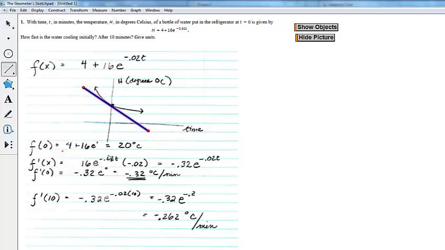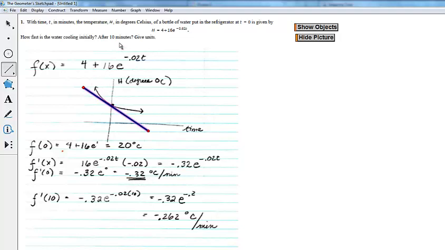Well, that's 16 e to the negative 0.02 t times the derivative of the exponent, which is negative 0.02. So this simply becomes negative 0.32 e to the negative 0.02 t, because e to anything is e to that something times the derivative of that something. So when I put in 0, because that's how fast the water is cooling initially, I have f prime of 0 is negative 0.32 e to the 0 power. And anything to the 0 power is 1, so we have negative 0.32. So the slope right here of this tangent line is negative 0.32 degrees Celsius per minute.